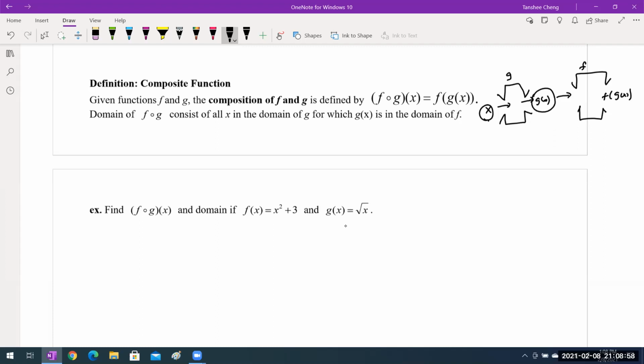So I have the f function and then g of x. We want to find the domain of the composition function. So I want to look at the domain of f. Since f is a polynomial, the domain is all real numbers.